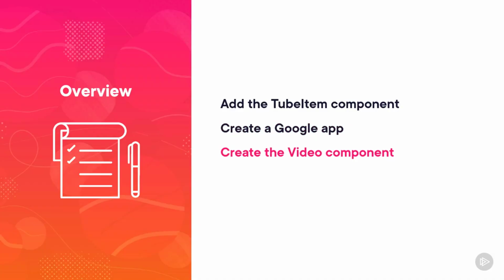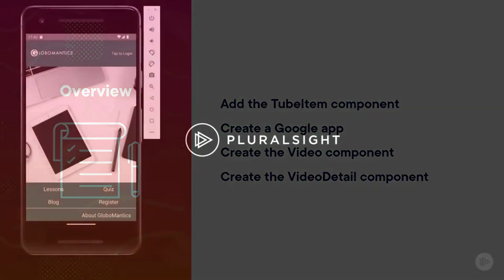Once we have created the Google app, we can create the video component. This component will use the key to search the YouTube Data API and return some videos. Then we will create the video detail page that will present the selected video. This component will need an additional package installed to render the YouTube embed that we use for the selected video. Once the module is over, you will have a working video feature in your app.